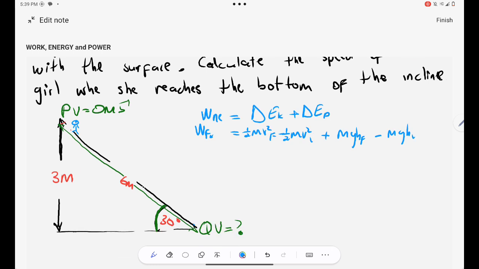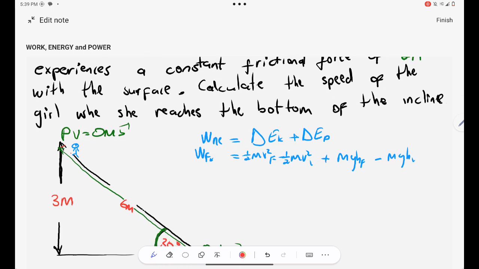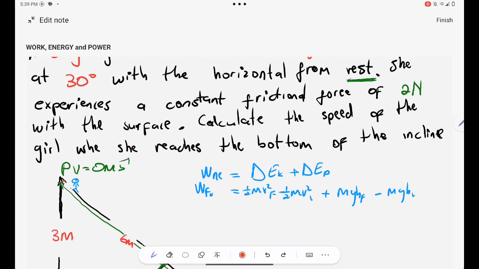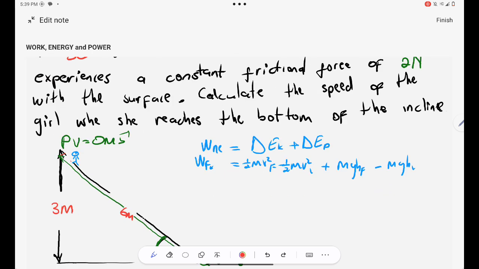Remember that, guys, to calculate work done, you just need to find the magnitude of the force multiplied by the displacement traveled and then multiplied by the cos of theta. The magnitude of the force was just 2 newtons, right? So it's F, which is 2, multiplied by the displacement and the cos of 180 degrees. Friction will forever oppose motion, right? So the angle between friction and the direction of motion is just 180 degrees.